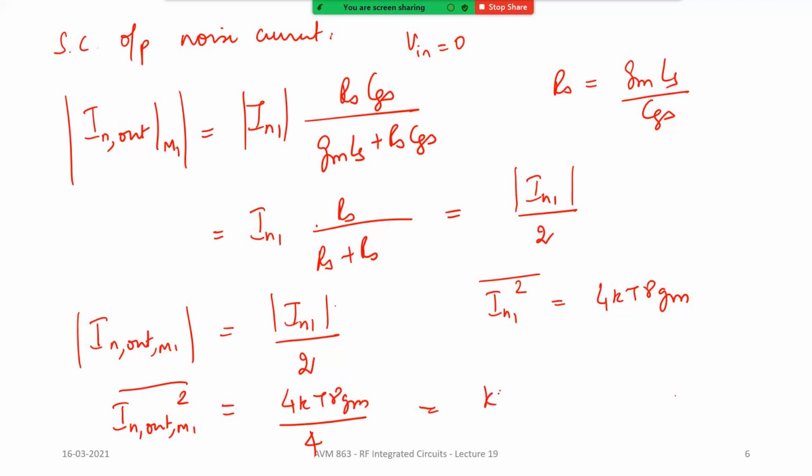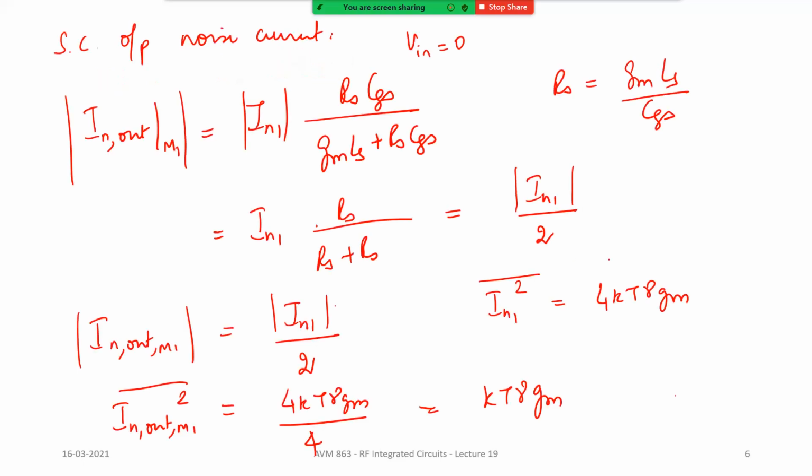So this becomes kT gamma GM. All right, so now how can we write the noise figure? We know that noise figure can be written as 1 plus the noise added by this particular device, which is, let's say, 4 kT gamma GM divided by the transfer function squared, or the gain squared. In this case, we are not talking about voltage gain, we are talking about transconductance, because you have an input voltage and an output current.